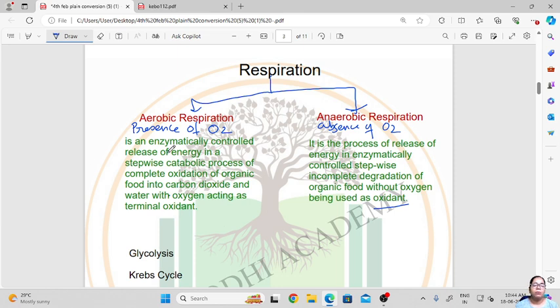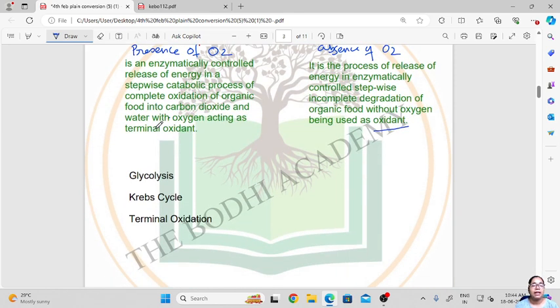Aerobic respiration takes place in a cyclic catabolic process. It is a stepwise process which takes place in 3 different stages. The first is glycolysis, then the second is the Krebs cycle, and the third is terminal oxidation. These are the 3 stages through which aerobic respiration takes place. We will cover glycolysis, the Krebs cycle and terminal oxidation in detail in our next video.